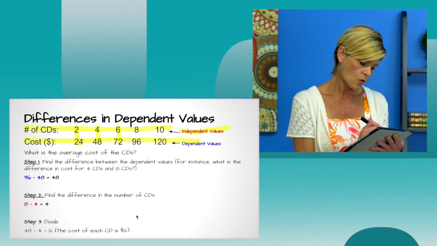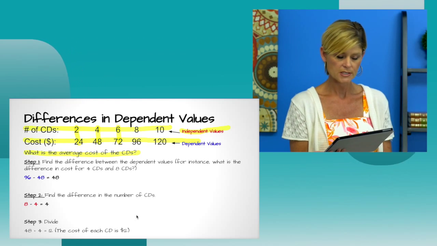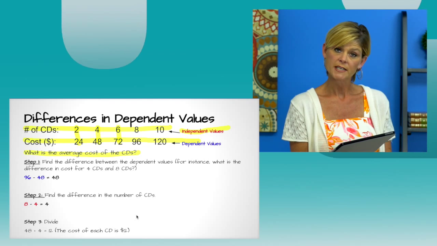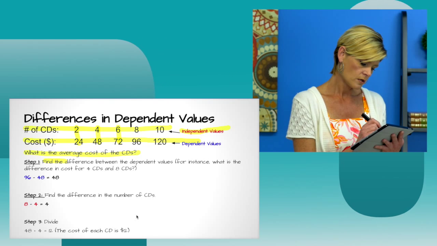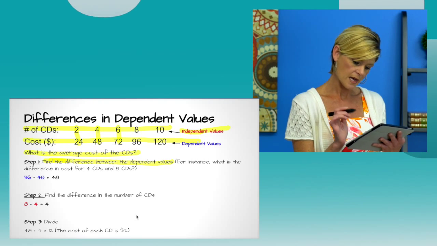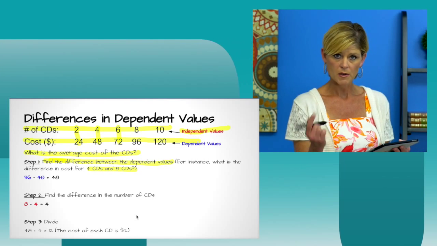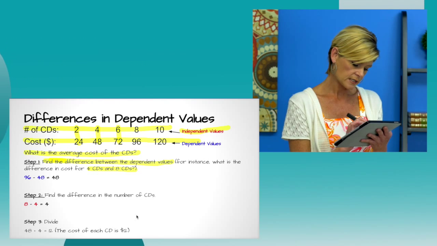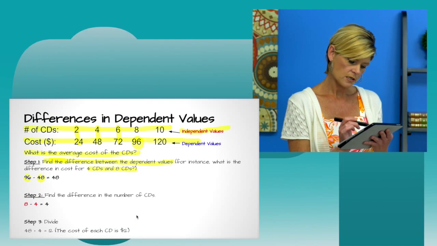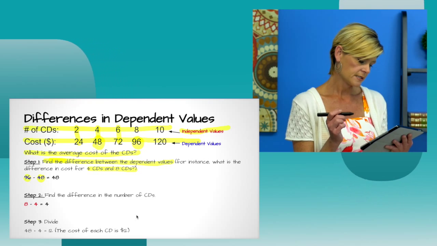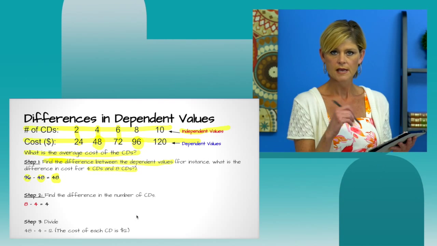All right, let's read the question. What is the average cost of the CDs? You can answer this question in simple steps, and they both include subtracting rational numbers. The first step is to find the difference between the dependent values. For instance, what is the difference in cost for 4 CDs and 8 CDs, or 8 CDs minus 4 CDs costs? I've got 96 here, that is the cost of 8 CDs. And 48, that is the cost of 4 CDs. 96 minus 48 is 48. So that is the difference in cost between 8 CDs and 4 CDs.